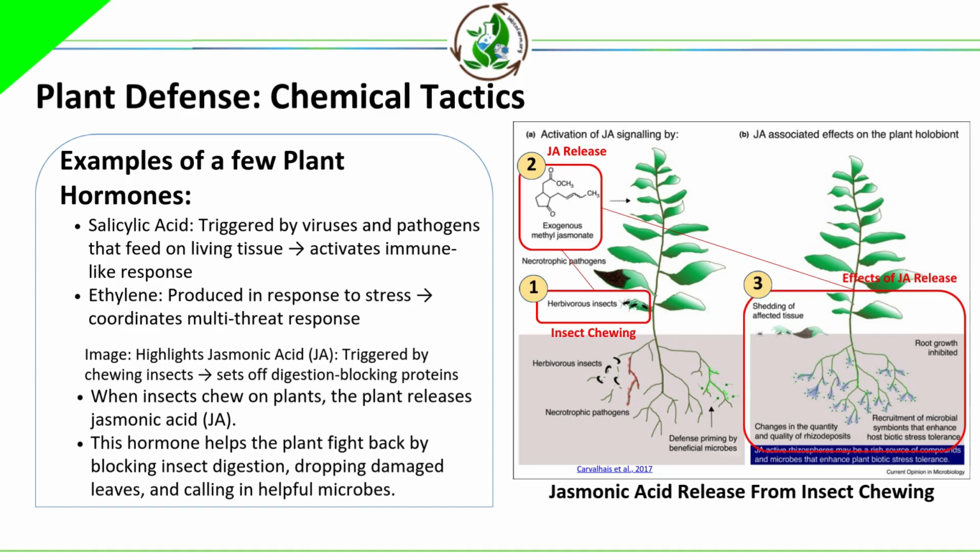Together, these hormones act like an internal alarm system. They tell the plant where the problem is and what kind of defense to launch. And here's the important part for agriculture. When farmers understand these signals, they can choose or breed crop varieties that react faster and stronger, making plants more resilient without relying only on chemicals.